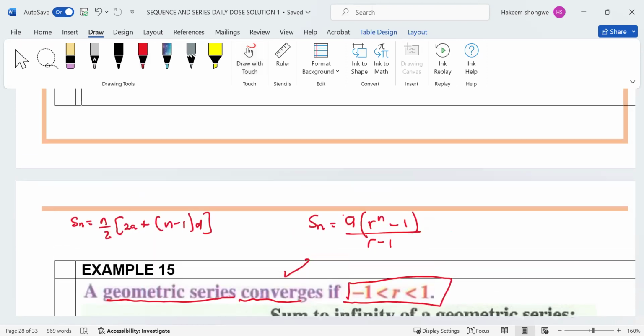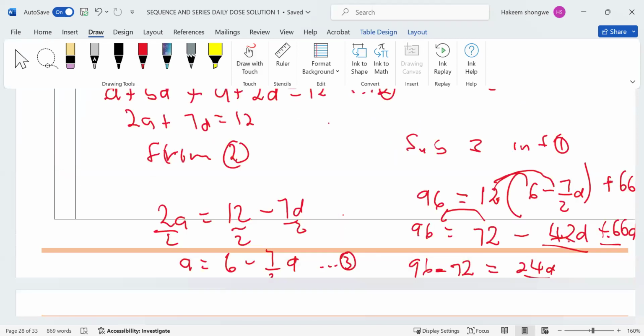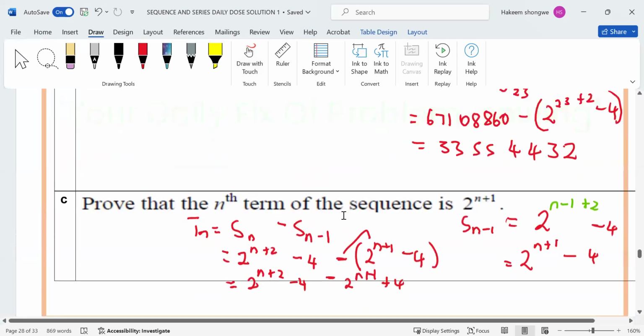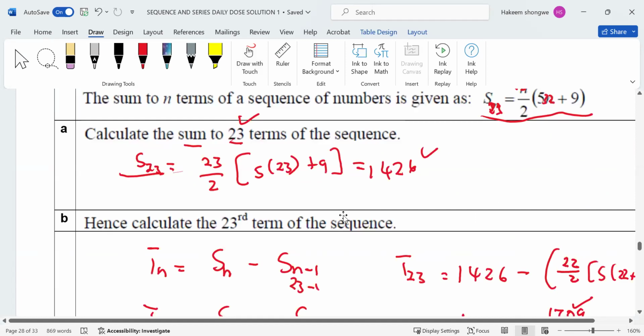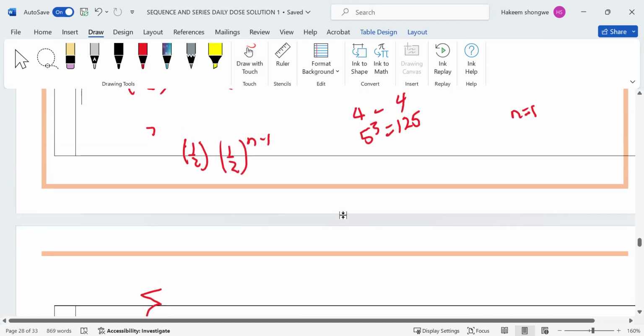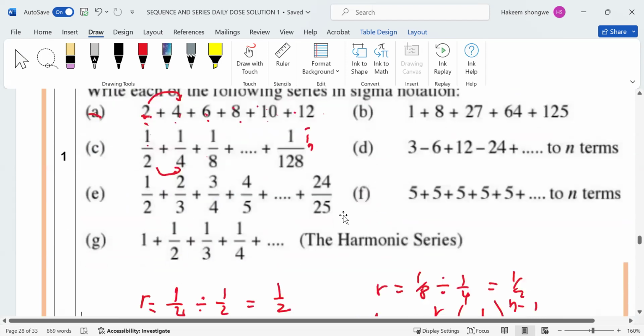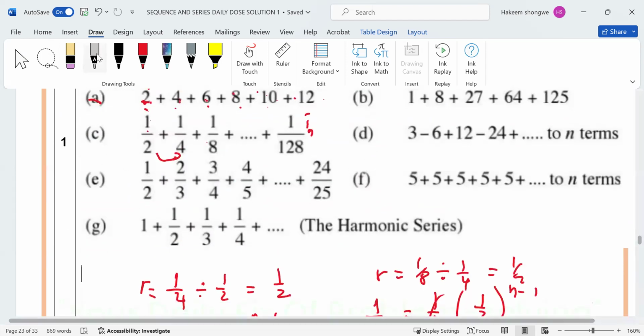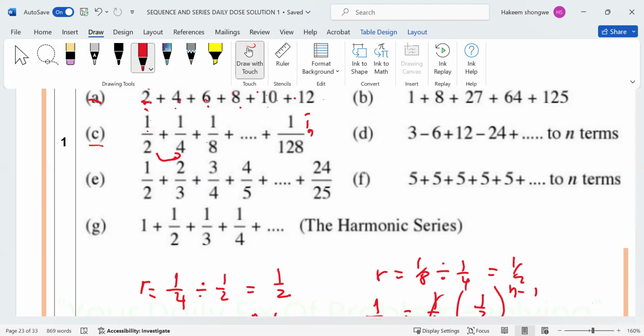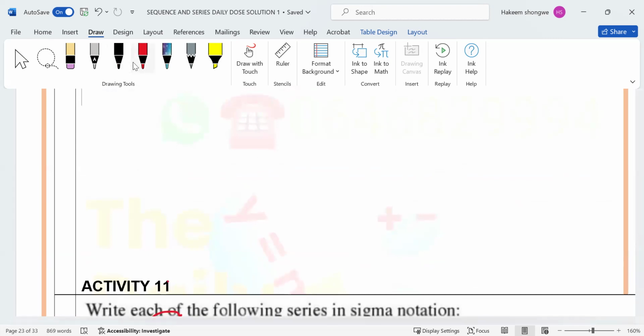Now, let's take a geometric series from the previous ones. We can just take any one of them. And then from there on out, I will tell you whether it's diverging or converging. Let's look at this one that we were doing, number C. We all agree this one is a geometric series. Now, if it's a geometric series, it can either diverge or it can converge. What determines whether it's going to diverge or converge? It's the value of R.